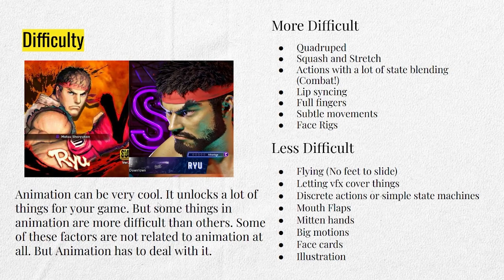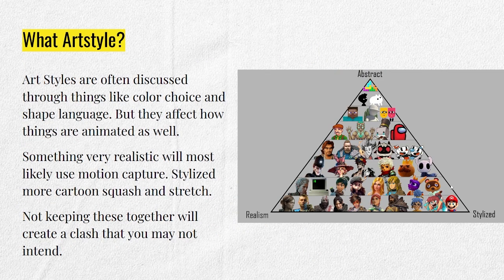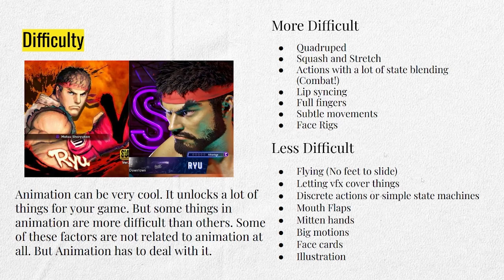This is something that I have in here. This is the difficulty of the types of games you're going to make and the types of art styles, not just for setup, but for execution. Quadrupeds and squash and stretch, that's going to be very, very difficult. So if you're going to go stylized and you want to make a little squash and stretch cartoon character, you're going to have to find some sacrifices to make that work because it's very difficult.